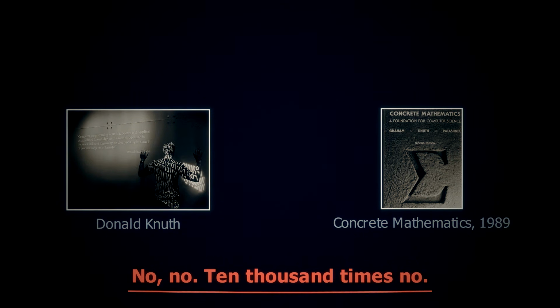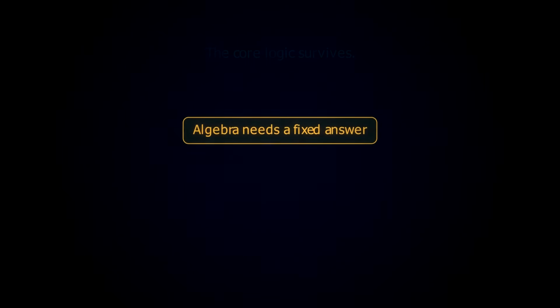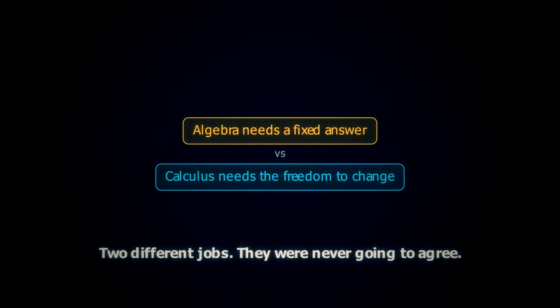To keep this section intuitive, a few technical details about limits in more than one dimension got left out. But the core logic survives all of that. Algebra needs a fixed, static answer to stay consistent. Calculus needs the freedom to describe motion and change. Those are two different jobs, and they were never going to agree. So who actually wins? Is Google right, or is Excel right? Was Euler right, or was Cauchy right?